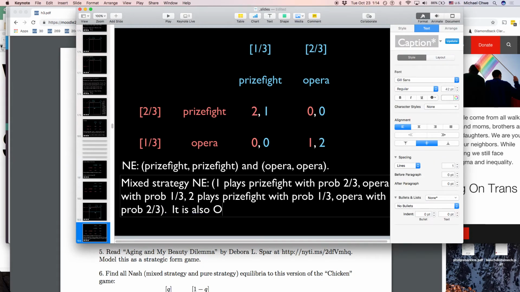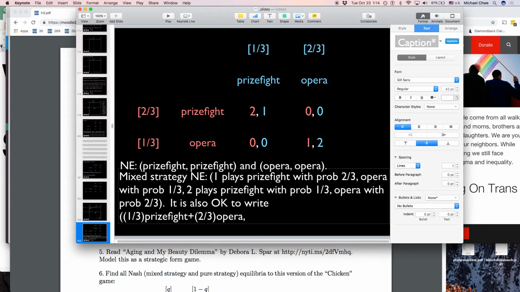It is also okay to write 1/3 prize fight plus 2/3 opera, and that's what 1 does. And then 2 does 1/3 opera, same thing, I think. 1/3 prize fight plus 2/3 opera.